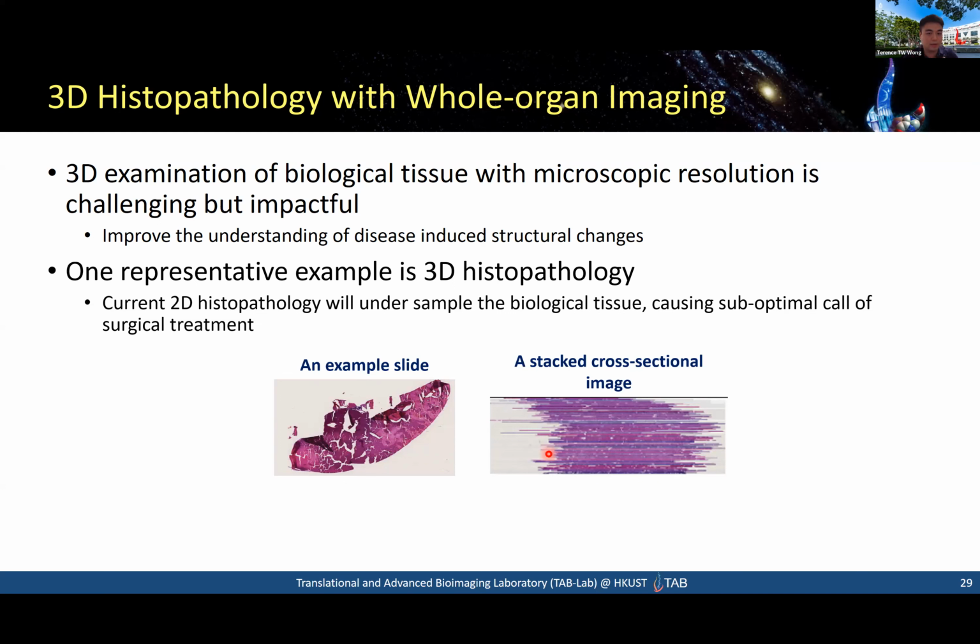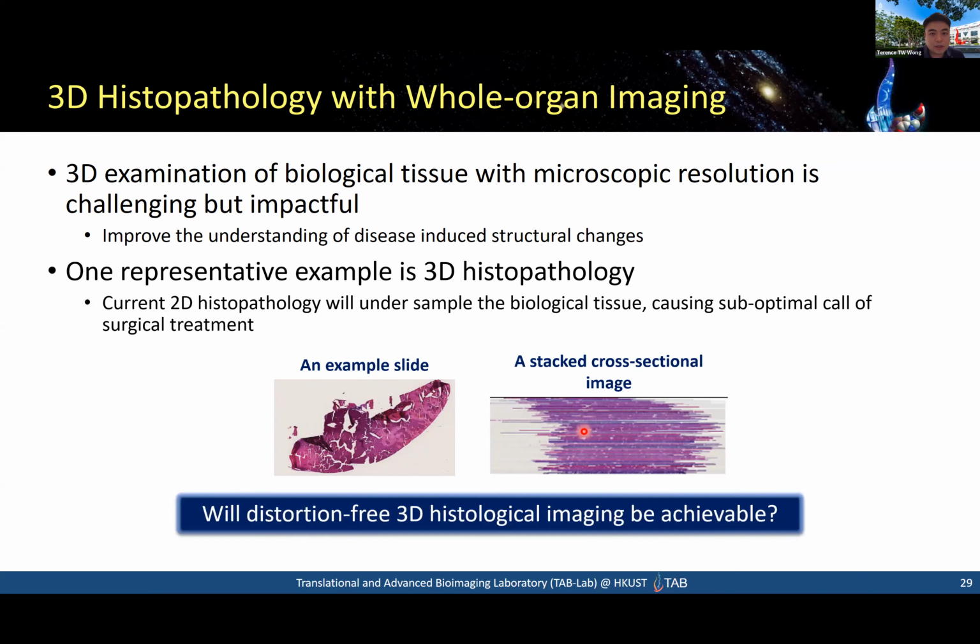I mean, you may break it, like the tissue rupture in here. And you can also introduce some orientation or angular changes, such that at the end it's almost impossible, no matter what registration algorithm you try, there's still some imperfection in the 3D stacked whole organ imaging. So we ask ourselves, is it possible to achieve distortion-free 3D histological imaging somehow?